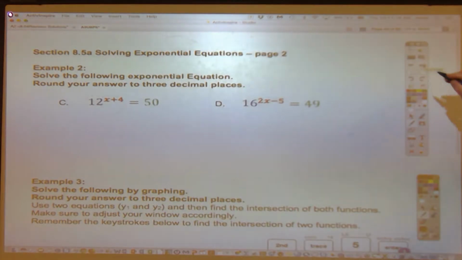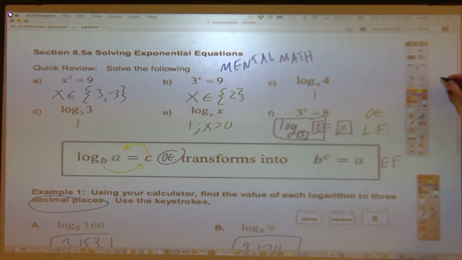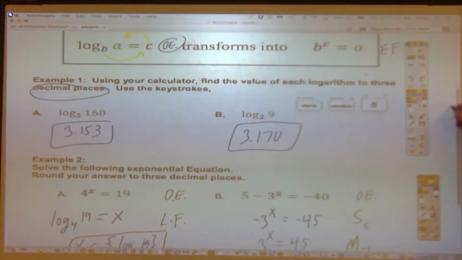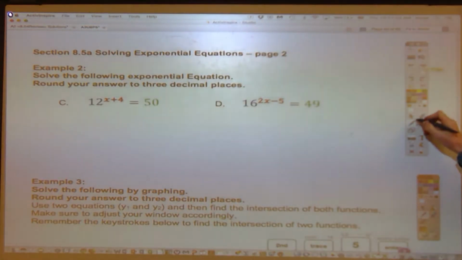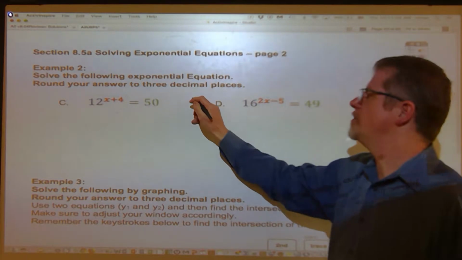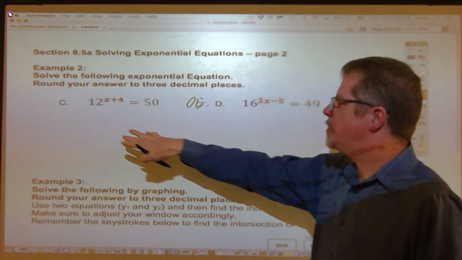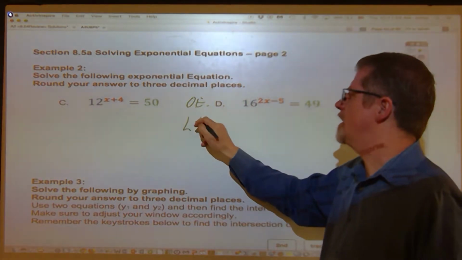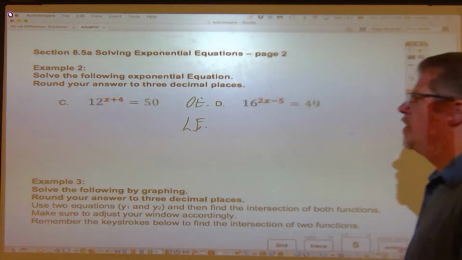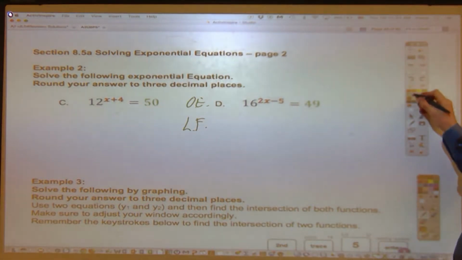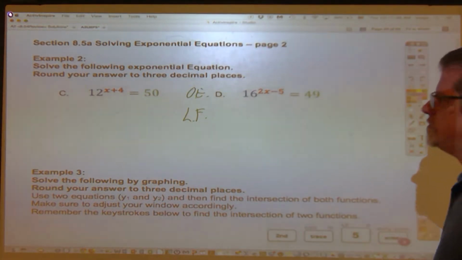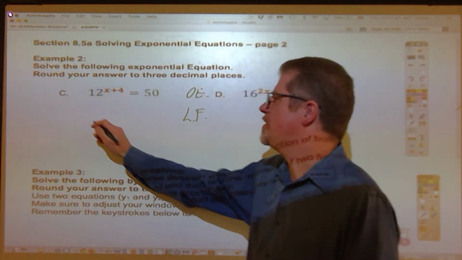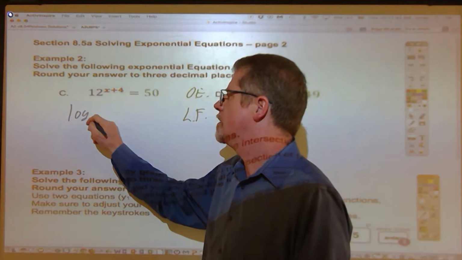Let's go to the next page, 8.5A, example 2, part C. We had done parts A and B, now let's go to part C. Talk a little bit about codes. Since we have base to an exponent equals 50, we can go straight into LF, log form. Write down what you think the log form is for this particular equation. Then when you're done, look up here, see if we agree.